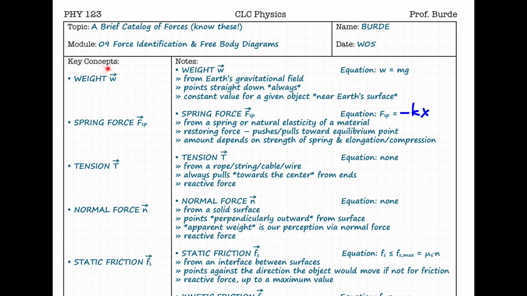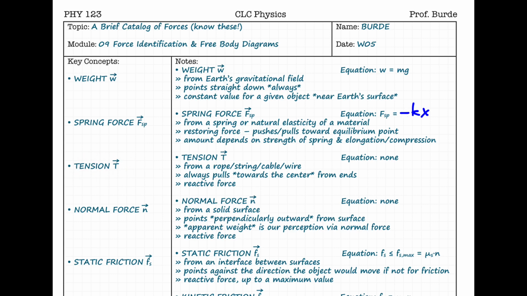The first force is the weight. Weight is from Earth's gravitational field, and weight in particular is the special case when you are close to Earth's surface. So we're using the same model that we would use for free fall. The object's weight is constant for a given object near the Earth's surface, and it always points straight down. The equation for that is mg, the magnitude of the weight.